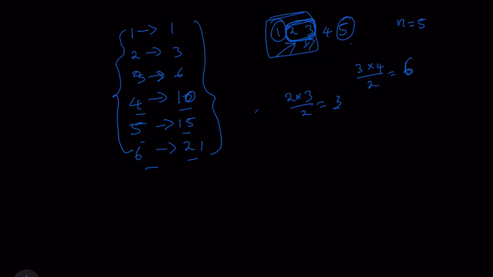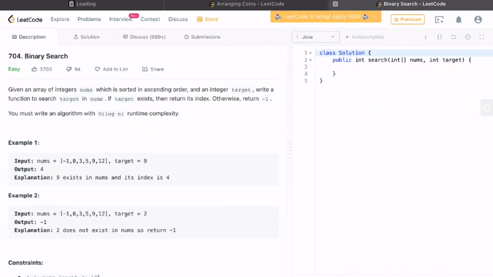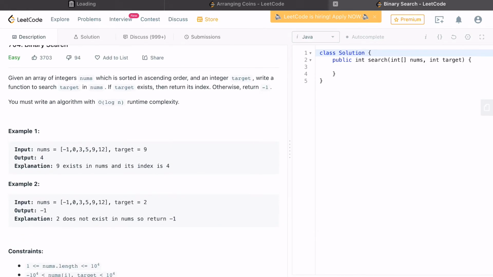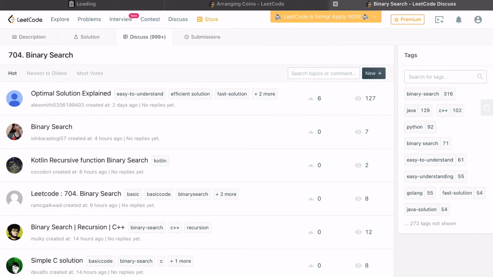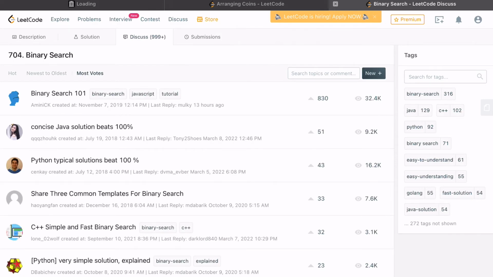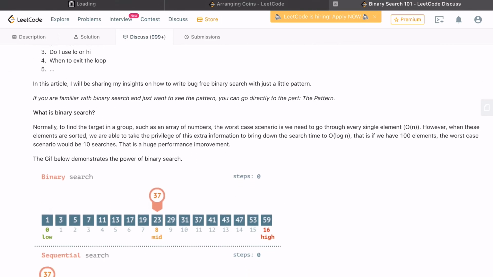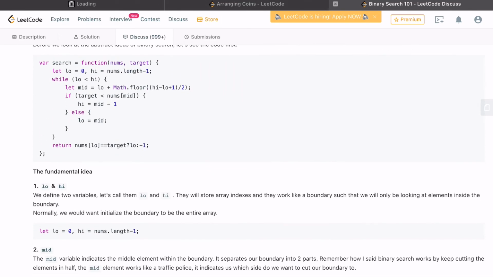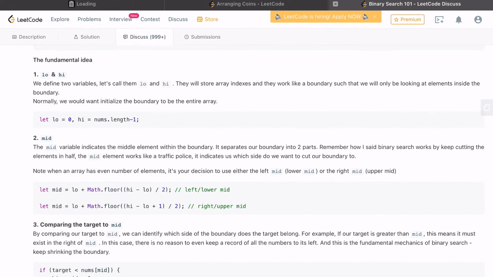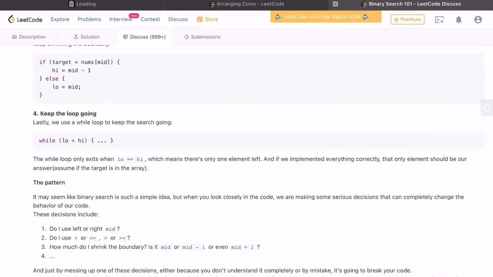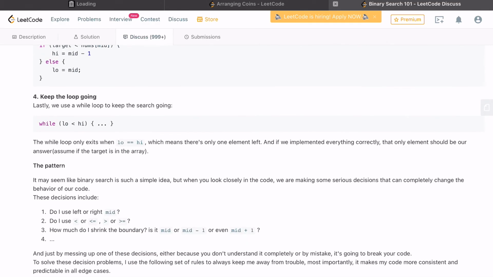So let's go and write the code. Here I have this question on LeetCode. This is very useful if you want to understand how binary search works. I highly recommend that you read this article. This is a very, very useful article on how to use binary search properly to solve your question.